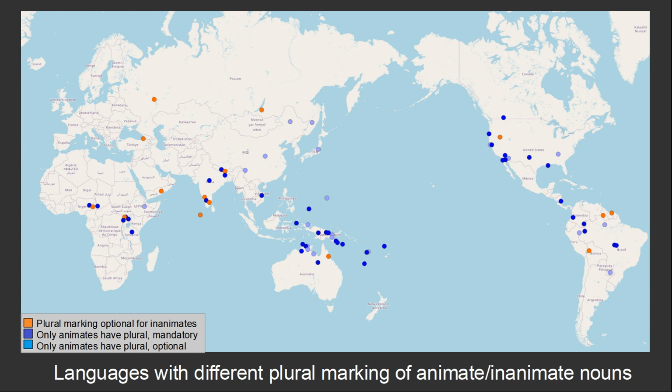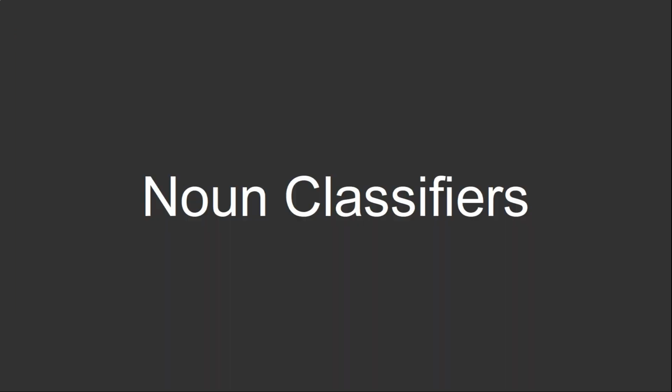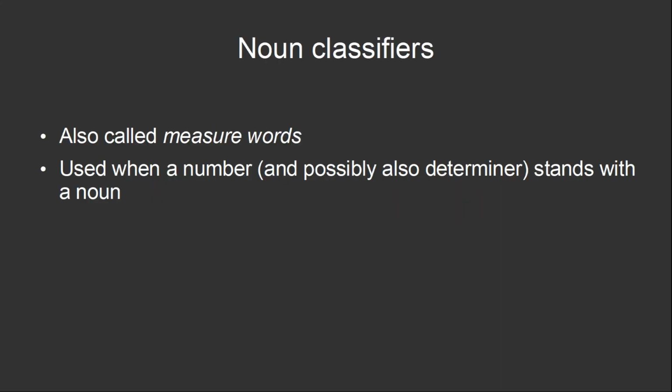In other languages, only animate nouns may take a plural form at all. Once again, this by itself is not enough to say that a language has grammatical gender if other parts of the sentence don't change their form to agree with the noun. An idea that is similar to grammatical gender is the concept of noun classifiers, also called measure words.